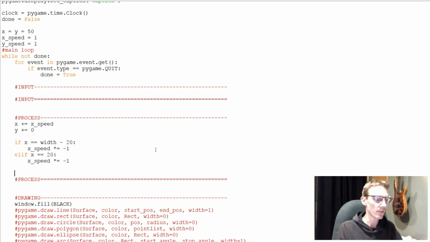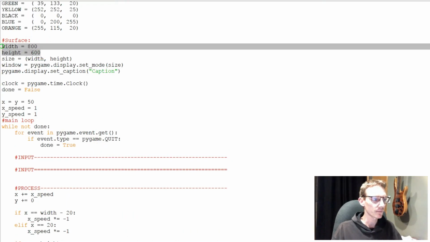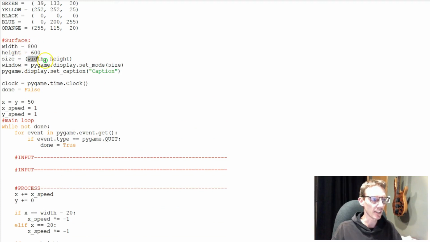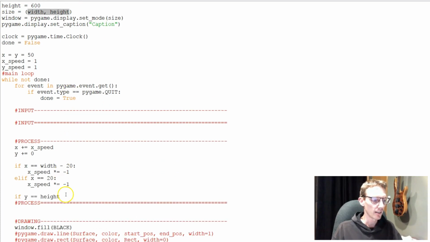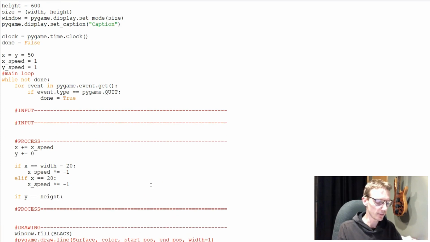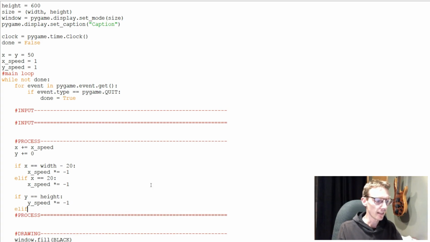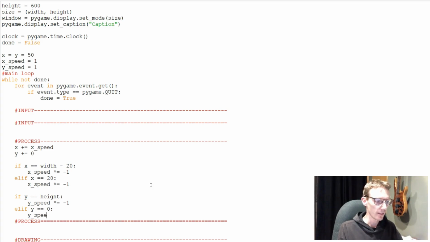And we need some if statements for that. So if y is equal to the height of our window, remember width and height, I declare them up here, and then I use those to size my window. So if I hit the height, then what I want to do is multiply my speed by -1. In other words, change the direction of the ball. Or if y is equal to 0, then reverse the ball as well.